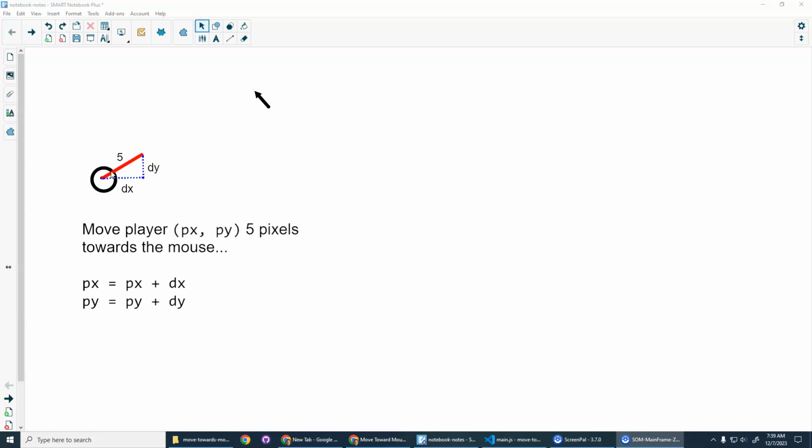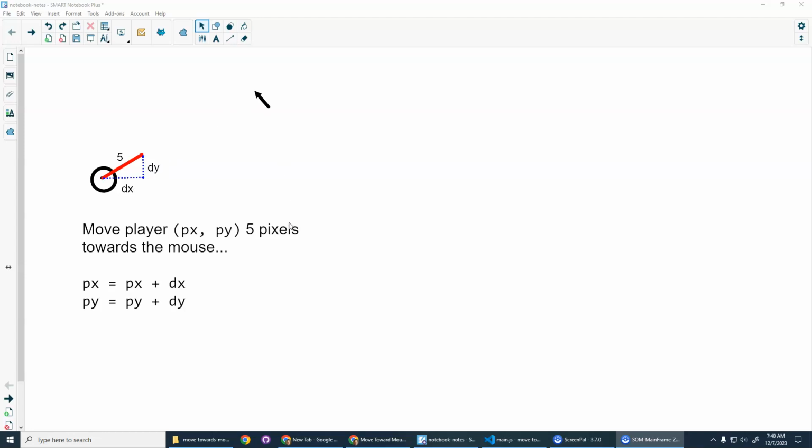And to do that, to move our player, we need to calculate how far I need to move horizontally and how far I need to move vertically, which is going to be dx or delta x and delta y. Okay, so if I can figure out what dx and dy are, I just take my player x and add dx, take my player y and add dy, and I get to my new point, which is 5 pixels in the direction of the mouse. Okay, so the key here is determining what dx and dy are. And dx and dy are going to change depending on the location of the mouse.